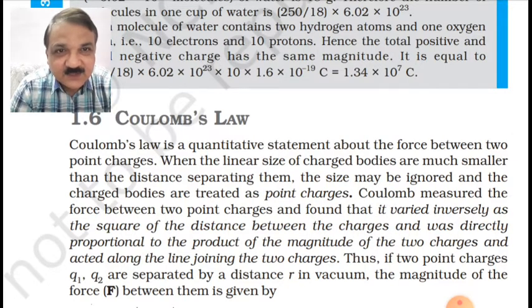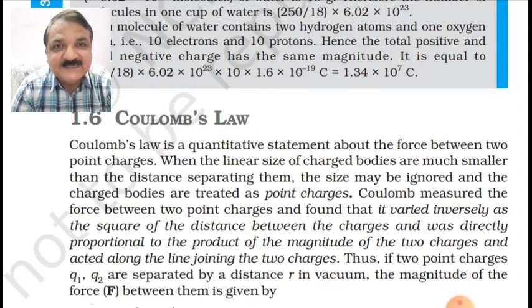Actually, Coulomb is the name of a French physicist, and in honor of that French physicist, we give the unit of electric charge as Coulomb. So the French physicist Coulomb propounded a law in the year 1785. It is a quantitative statement of force between 2 point charges.